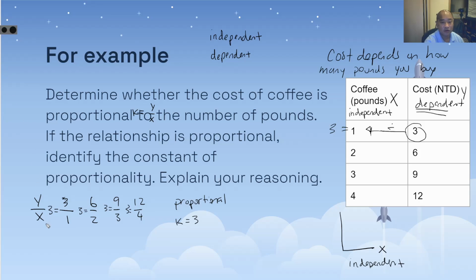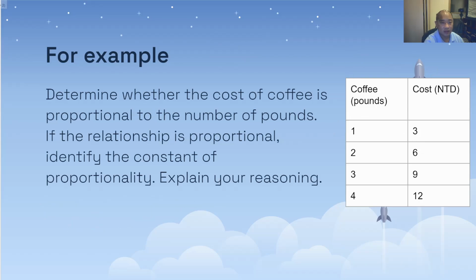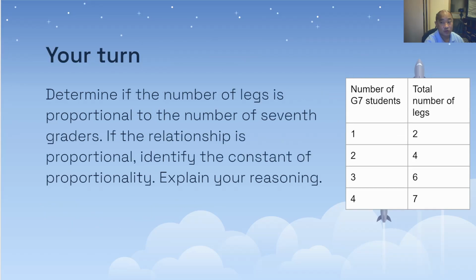Okay. Also, all of these ratios are equal to each other. Okay. Your turn. Determine if the number of legs is proportional to the number of 7th graders.